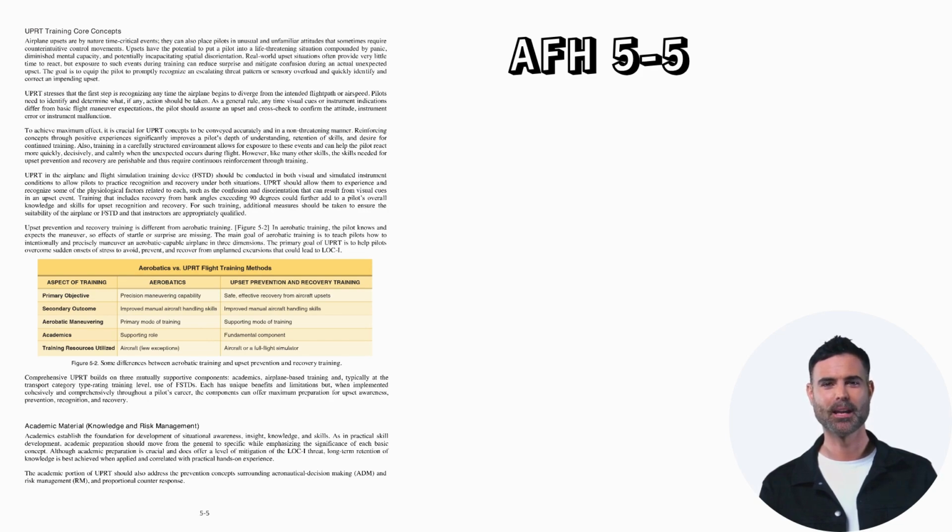However, like many other skills, the skills needed for upset prevention and recovery are perishable and thus require continuous reinforcement through training.